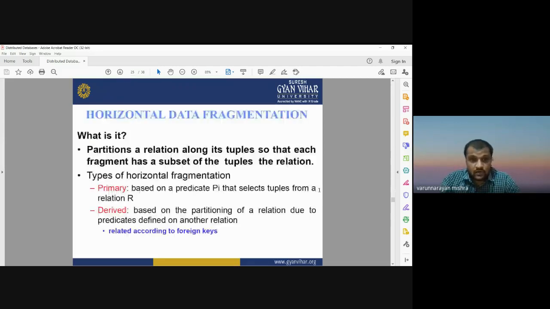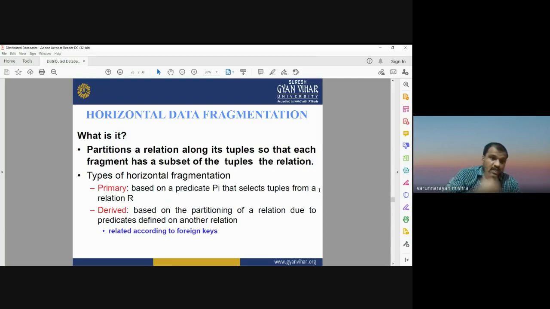Under horizontal data fragmentation, first we need to know what it is. Under this kind of fragmentation, we partition a relation along its tuples. Tuples are the rows in the table, as we have already discussed. So horizontal data fragmentation partitions a relational table along its tuples, so that each fragment has a subset of the tuples of the relation.